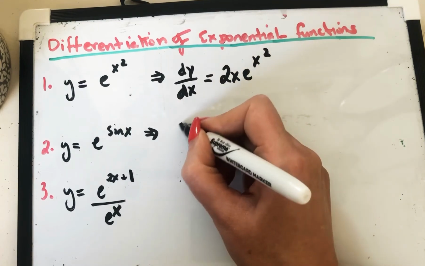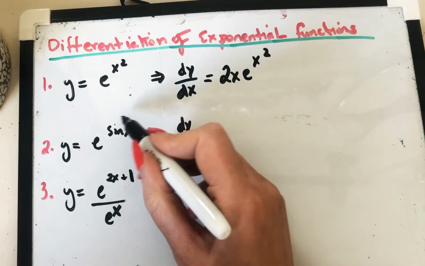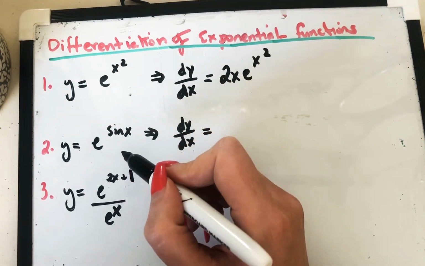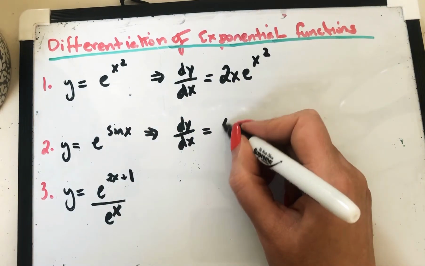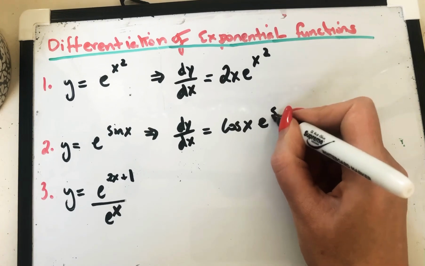So we have dy/dx to represent we're differentiating. So if we differentiate our power here, which is sine x, it goes to cos x, and we put that differential in front. So now we have got cos x, and rewrite everything as it is, e to sine x, and we're done.